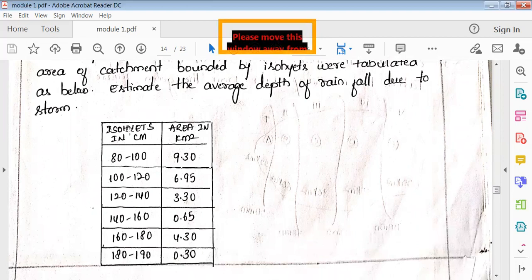Isohyets are imaginary lines on the map which provide the same depth of rainfall. You can see here the isohyets and the area in kilometer square. They've given you the range 80 to 100 up to 190, and simultaneously they have given you the area also.